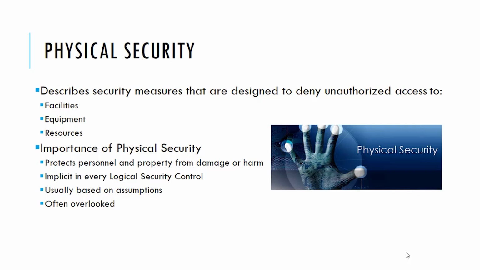The importance of physical security is that it is usually based on assumptions. What if cleaning is not done in the proper way? What if the temperature rises? What if the air conditioning fails to adjust the temperature in your room? What if something catches fire? Okay, so it is usually based on assumptions, and accordingly you design your security measures in the physical security plan.